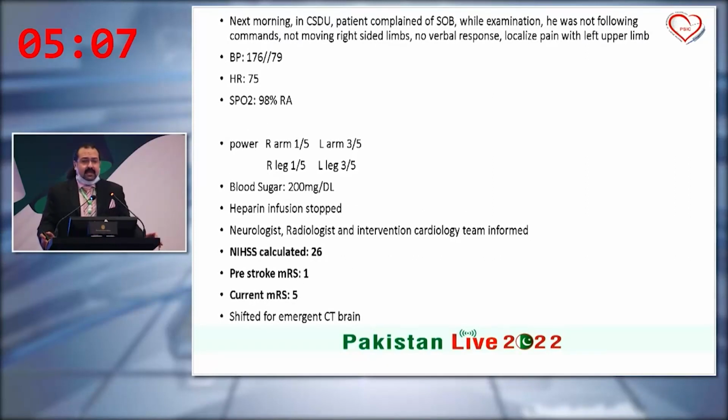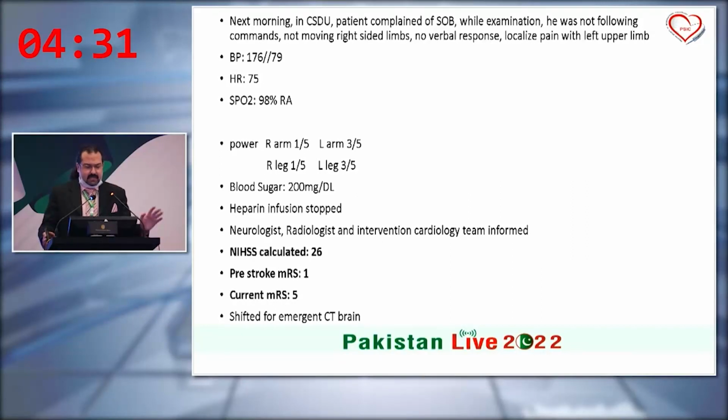The next morning, in the cardiology step-down unit, the patient complained of shortness of breath, and when the team came to assess and examine him, they noticed that he was not following commands, he was not moving the left side limbs, he had no verbal response, and he was localizing pain only, and that too from the left upper limb. His blood pressure was elevated, his heart rate was controlled, and his oxygen saturation was normal on room air. On neurological examination, the right upper and lower limb had power of 1/5 only. His blood sugar was not low, it was 200 milligrams per deciliter.